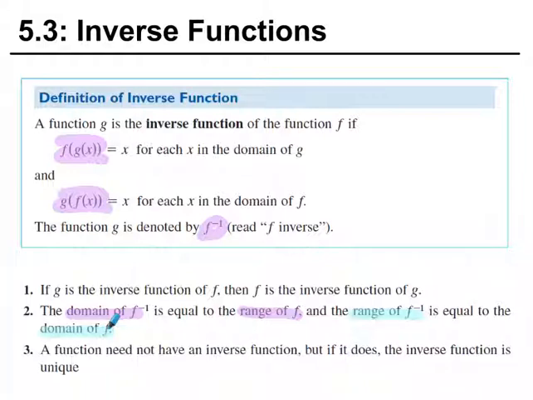Okay? A function need not have an inverse function, but if it does, the inverse function is unique. So we've got a word here that maybe we haven't talked about before in the past. Unique. What do I know that word means? One of a kind, right? So if it's unique, that means there can only be one inverse function. You can't have more than one.